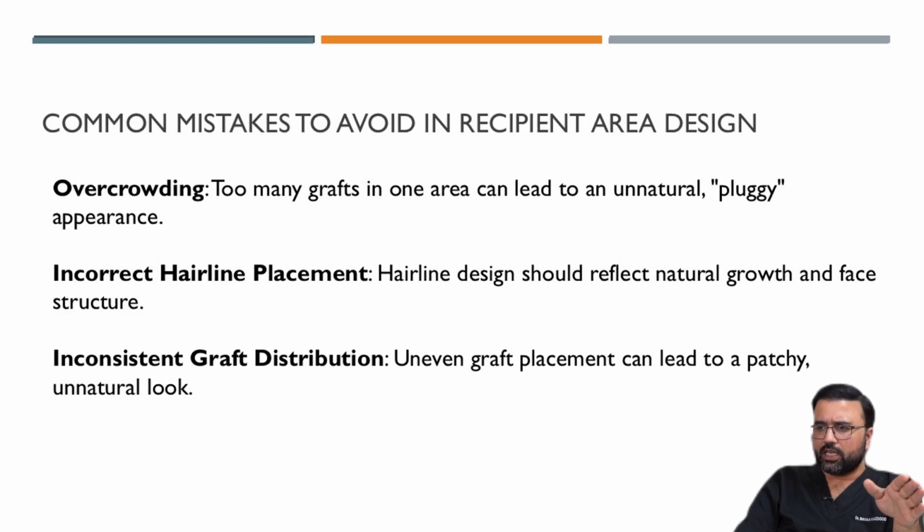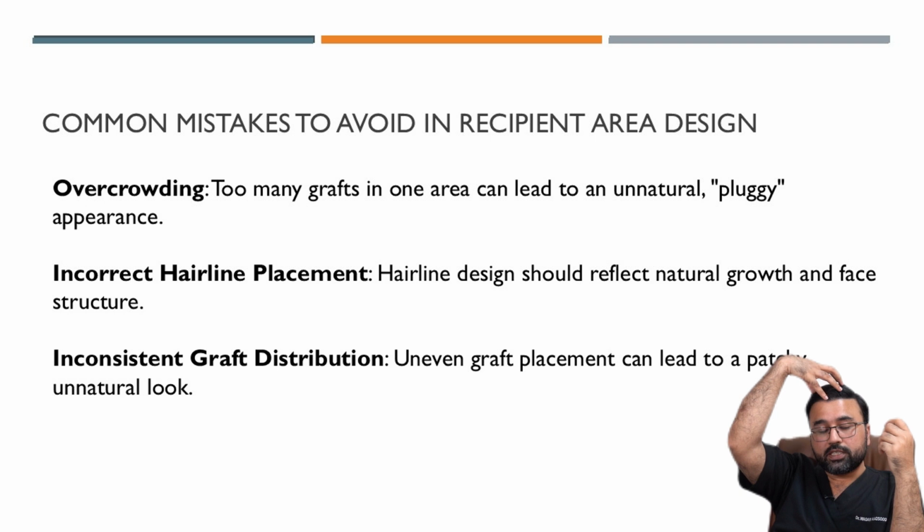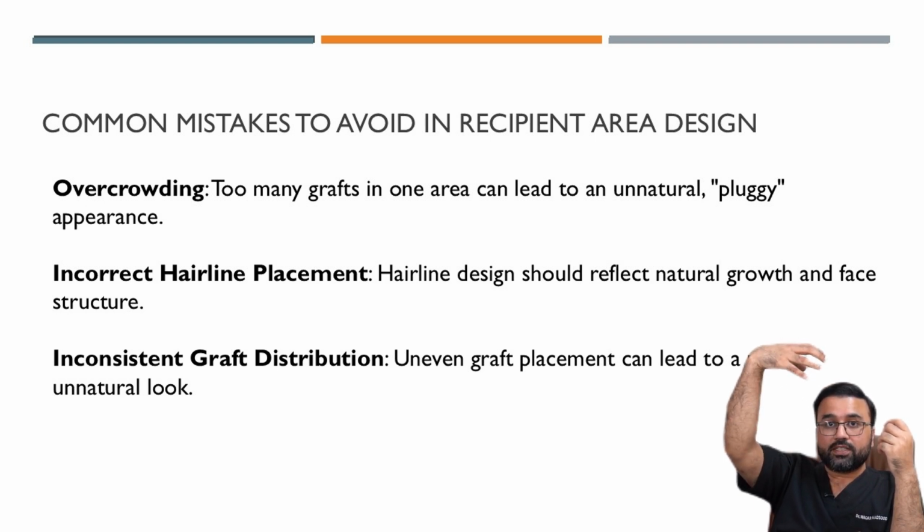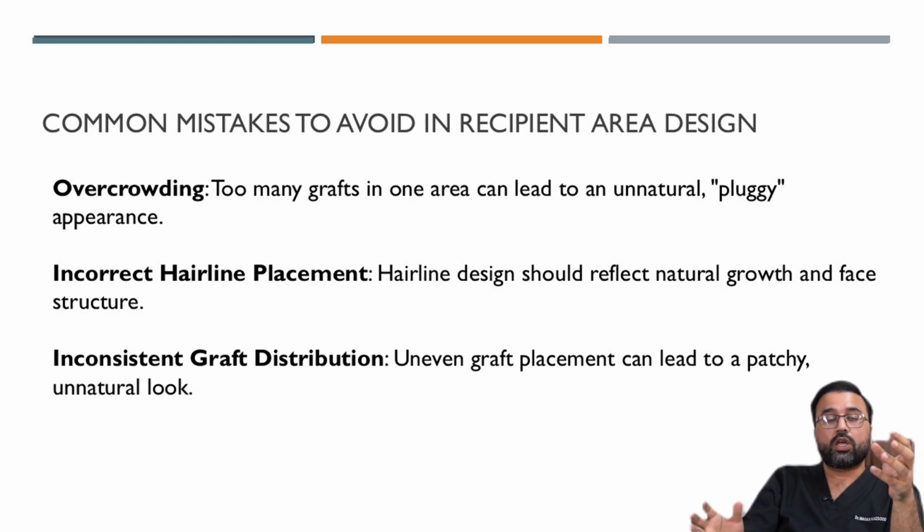The common mistakes: I have made so many mistakes in my life in hair transplant. The most important is overcrowding. Like you consider some area, especially this zone that is also known as the watershed zone, and in the frontal area you put a lot of grafts that can cause necrosis.